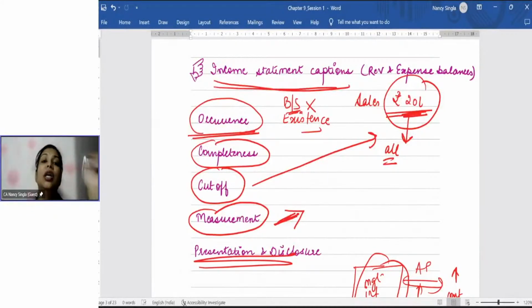Presentation and disclosure. The presentation and disclosure as required by the applicable FRF has been done in accordance with the applicable FRF. How will the auditor verify it? Again by performing the audit procedures. कौन से audit procedures हैं?